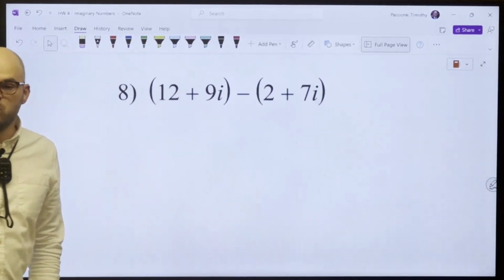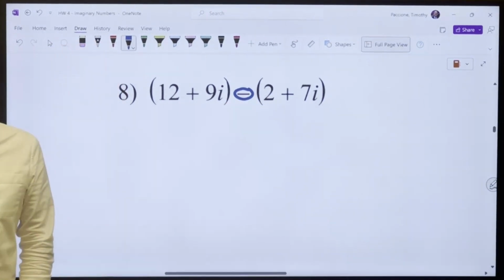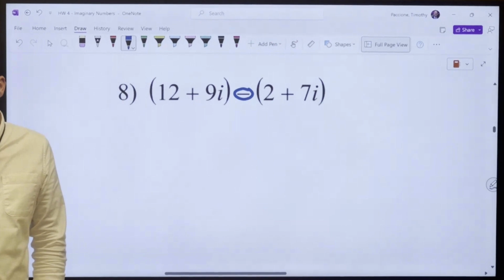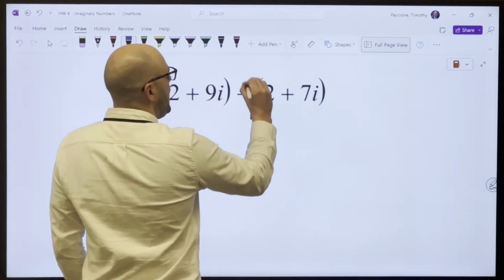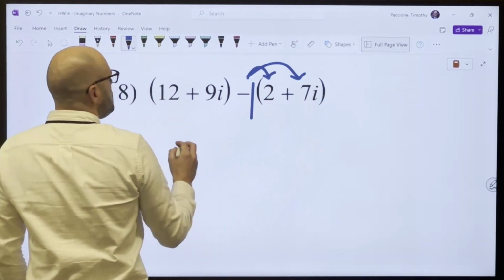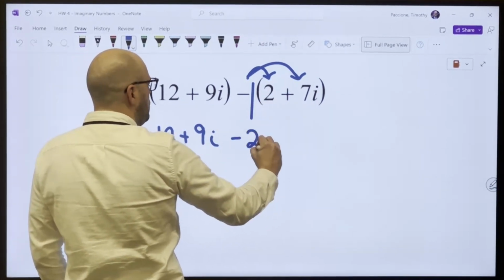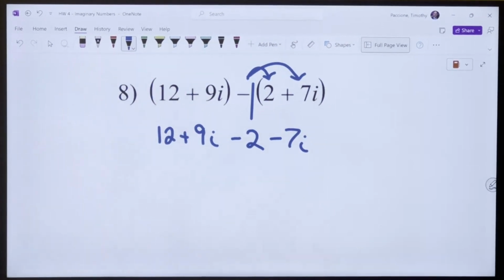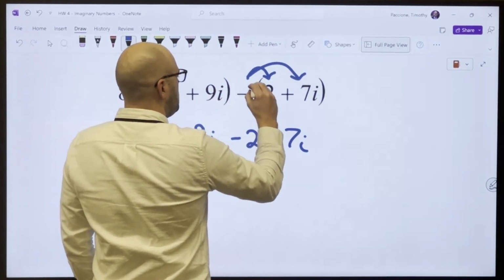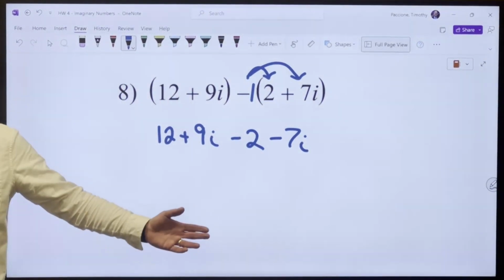So what you would want to do is think to yourself, okay, what happens when I have a negative in front of parentheses? It's like there's a negative 1 right here, and that gets distributed, right? So that means 12 plus 9i, and then negative 1 times 2 is negative 2. Negative 1 times 7i is minus 7i. So you just take that negative and pull it through the parentheses. Anything inside, if there's a negative on the outside, it's for everything inside. So everything flips its sign.